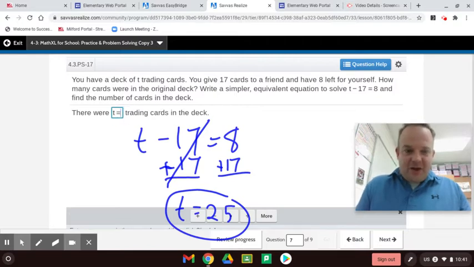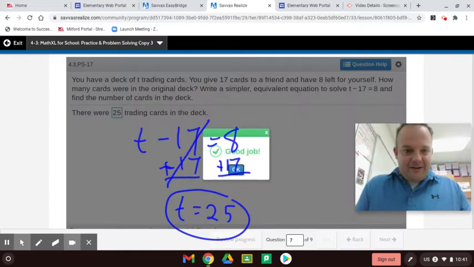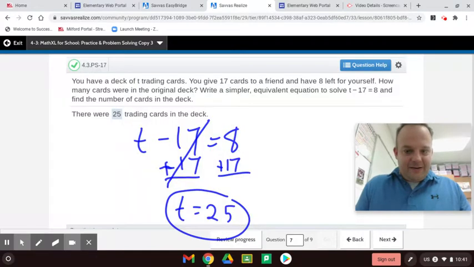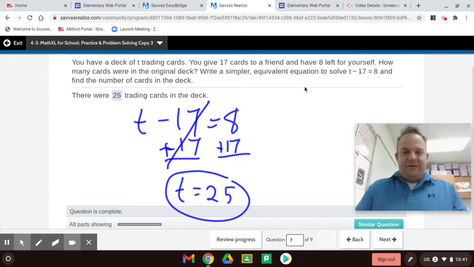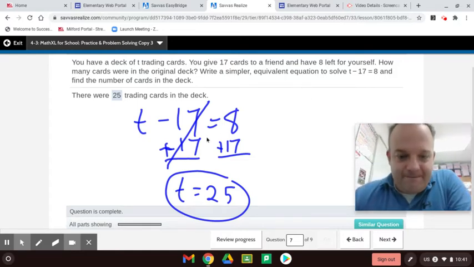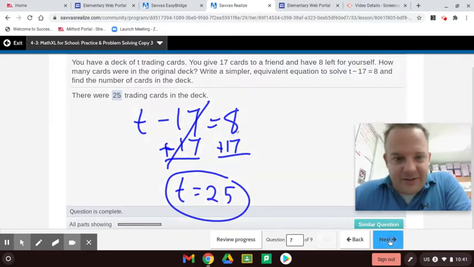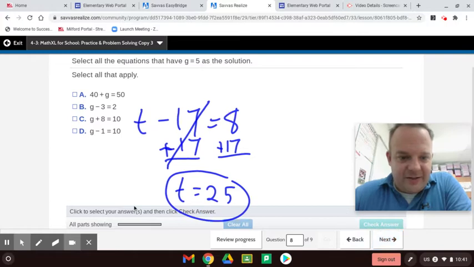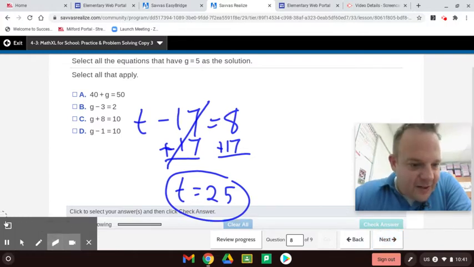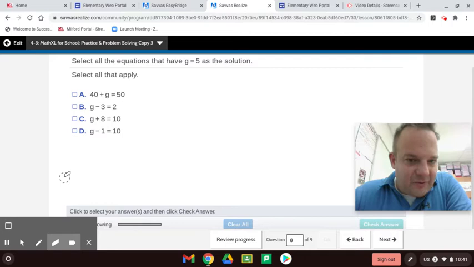Okay, sometimes when they say a simpler equivalent equation, sometimes this is the simpler equivalent equation. Sometimes they'll want you to put T equals 25. I guess they didn't want us to do it there. They just want to know the cards. That's fine. But sometimes when they ask for an equation, you'll want to put that equal sign.